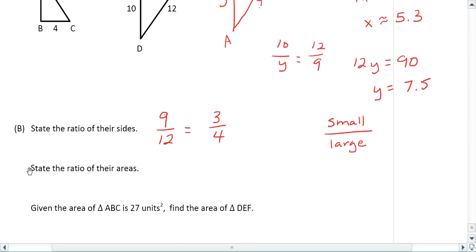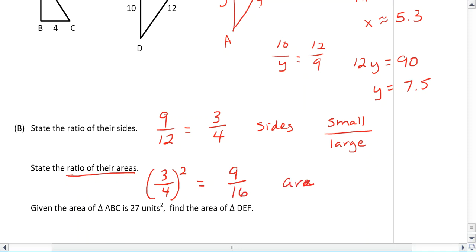So this next question in part B says, state the ratio of their areas. The ratio of their areas is not 3 to 4. This is the ratio of their sides. So to find the area ratio, we take this side ratio and we square it. 3 squared is 9, 4 squared is 16. Now we have an area ratio that we can work with.